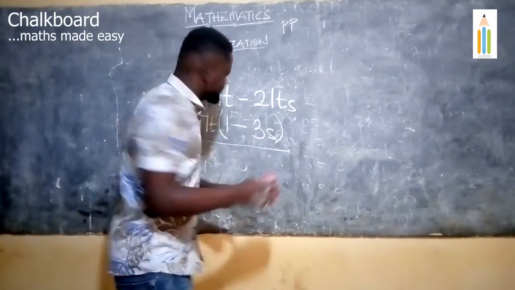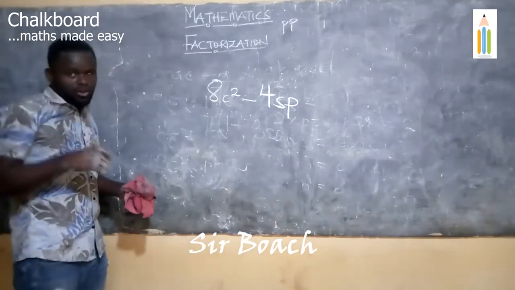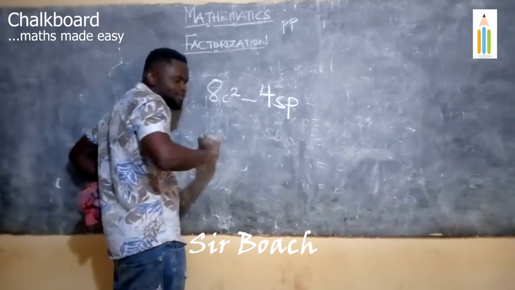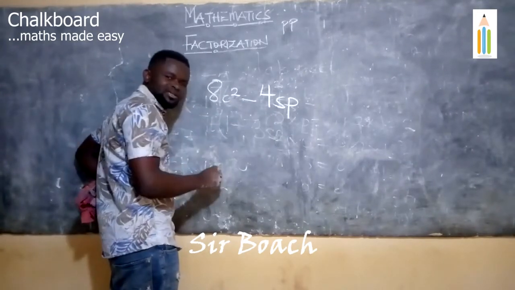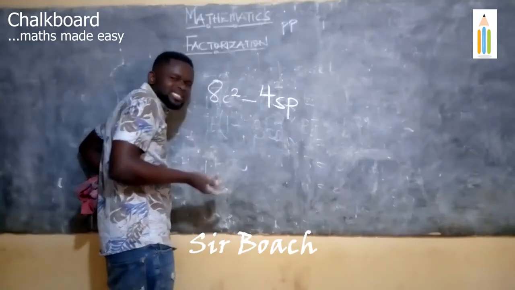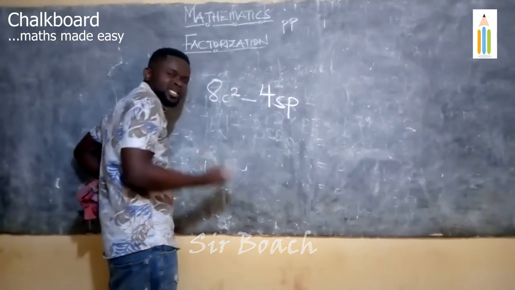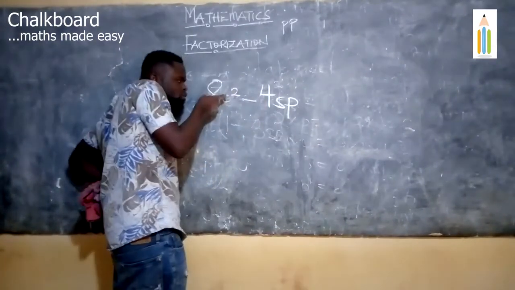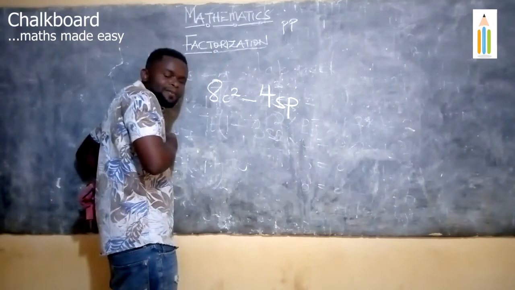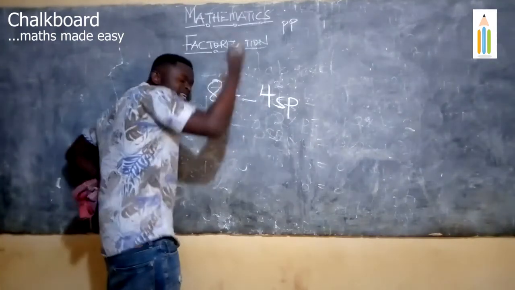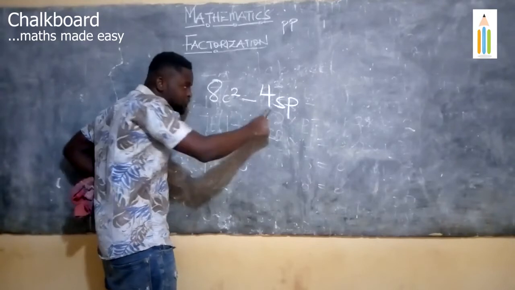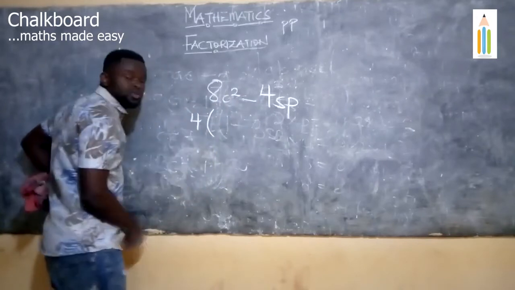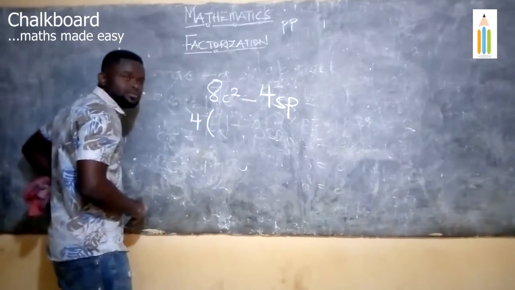Let's take 2 more tries. 8c squared minus 4sp. Now, this is 8 and this is 4. We have c squared and we have sp. In the alphabet, there's nothing to factorize because this is c and this is sp. There's nothing in common. But let's look at the numbers. Can 4 go into 8? Yes, 4 can go into 8. Both are even numbers, so something can be brought out. So 4 will be brought out because 4 can go into 8.